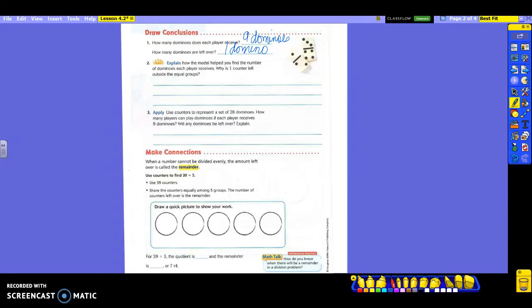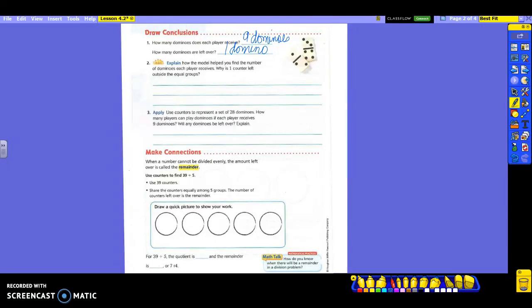So when we're doing this, they have to see this. All right, who thinks they can tell me how this model helped you? Think about what you did. Elena? How did it help you? It helped me. Okay, but what did you count them out into?